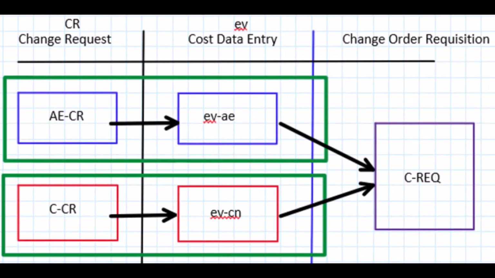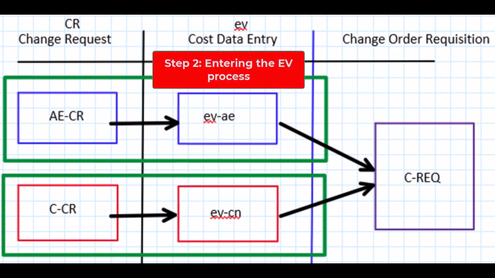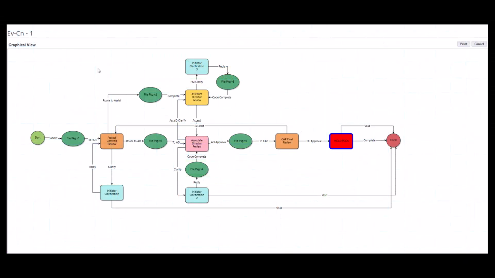Step 2. Entering the EV process. Next, Project Controls re-enters the CR into an EV or UMD evaluation process. Think of EV as the cost tracking side of the CR. It's fully integrated with the cost module, but only visible internally.